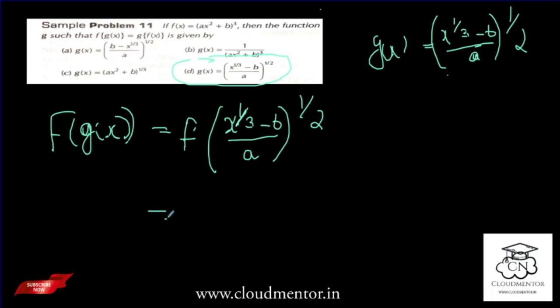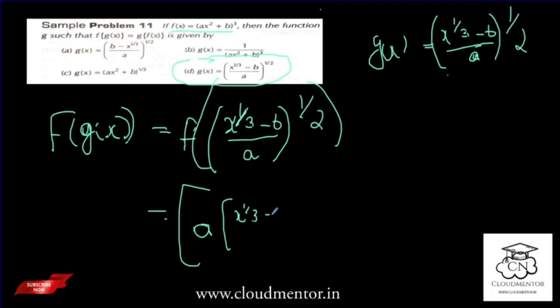So here we can apply this in this x value. Here x will be this one, so we apply this in this equation f of x. So we get a of... in the place of x we must write this one. Okay, so in the place of x we write x raised to 1 by 3 minus b by a, the whole raised to 1 by 2, the whole square, so that will be cancelled out, and we get this one, plus b, the whole cube.